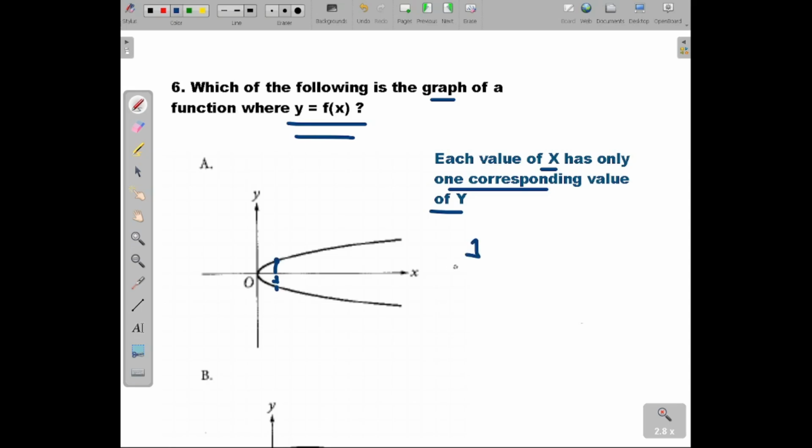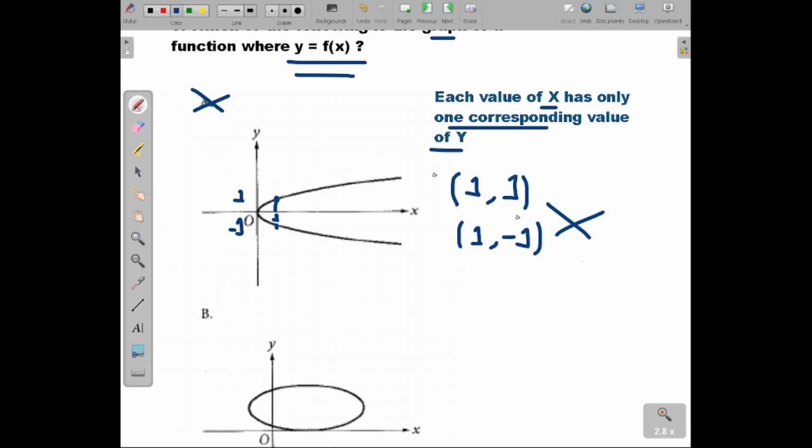So x is equal to 1, and let's say that we have 1 here for y and -1, the other point. So for x we have 1, for y 1, and there's another point when x is equal to 1 and y is -1. So this cannot happen. It cannot be A because we have one value for x and we have 2 values for y.